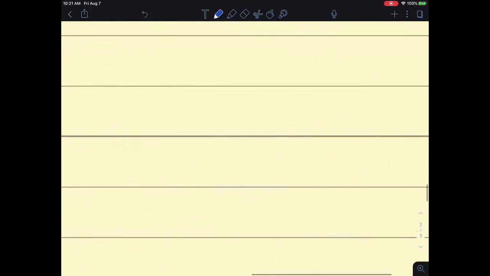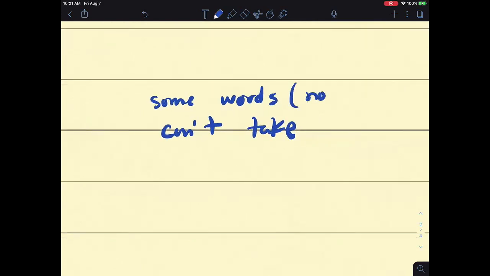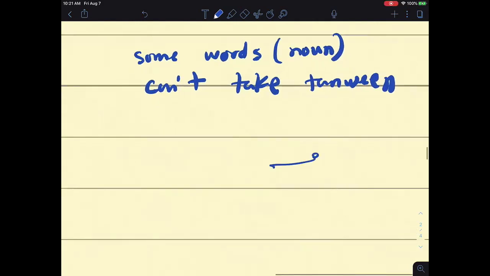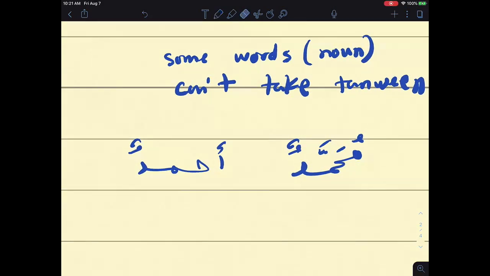Basically, some words can't take tanween. Words, I mean nouns. Oh, I have to be specific here. Some can take tanween. What does it mean? So for example, Muhammad, Muhammadun. But guess what? If you say Ahmad, you can never say Ahmadun. It's the same word, same root, the same kind of name, right? Muhammad, but you have to say Ahmadu.